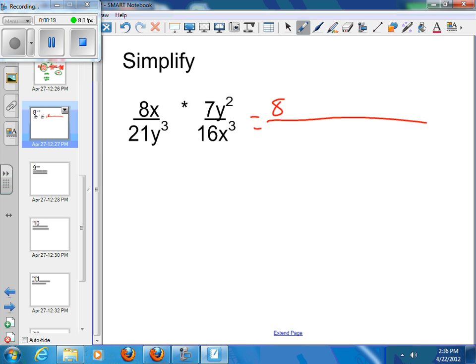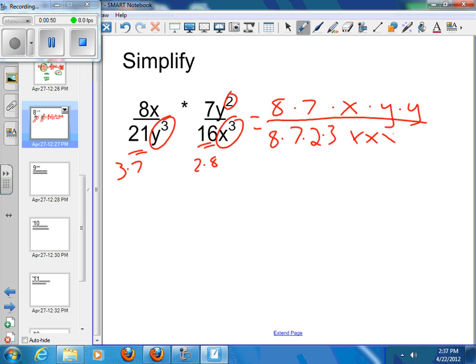So I've got an 8 and a 7 and an x and a y and a y. Remember, y squared means y times y. And then with the 21, 21 is actually 3 times 7, and 16 is actually 2 times 8. So down at the bottom, I've got an 8, a 7, a 2, and a 3. And then I've got 3 y's and 3 x's. So 1, 2, 3, 1, 2, 3.